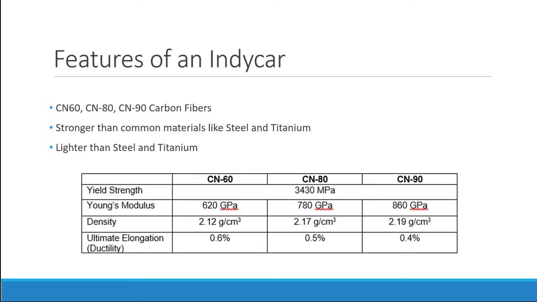For Young's modulus values, sometimes known as the modulus of elasticity, which is just the measure of stress force per strain allowed on the material, CN60 has a value of 620 gigapascals, CN80 has 780 gigapascals, and CN90 carbon fiber has 860 gigapascals. Again, comparing to steel and titanium, steel only has a Young's modulus of 207 gigapascals, and titanium has a value of 107. So again, you can see that carbon fiber has a much bigger value than both materials.